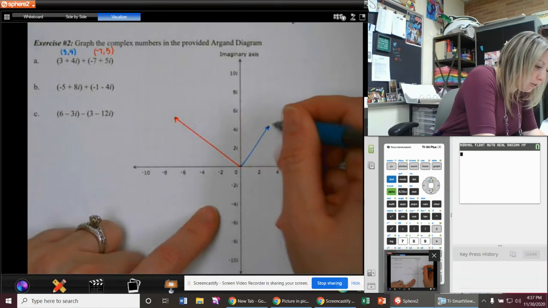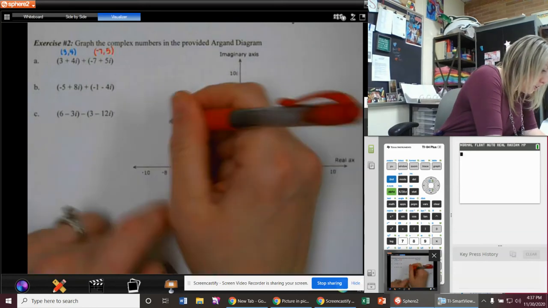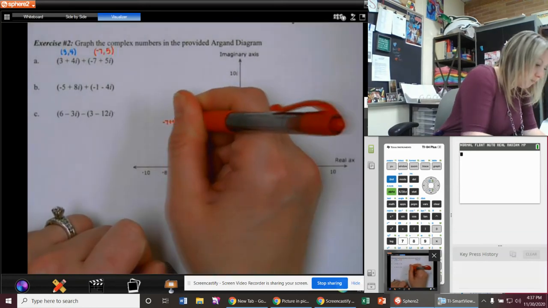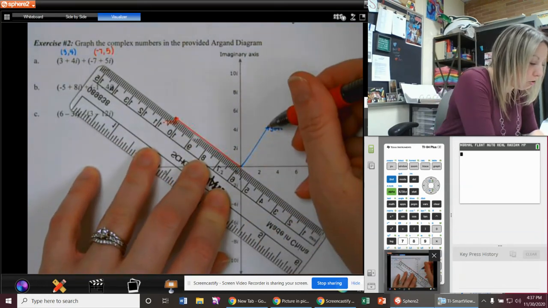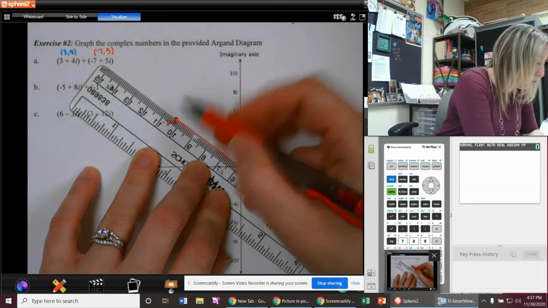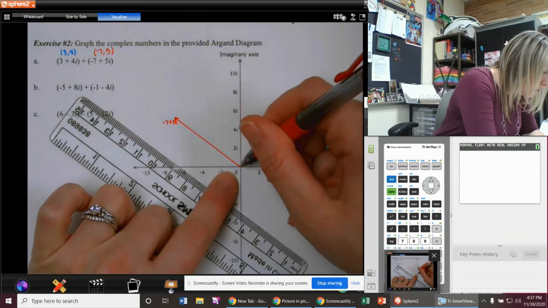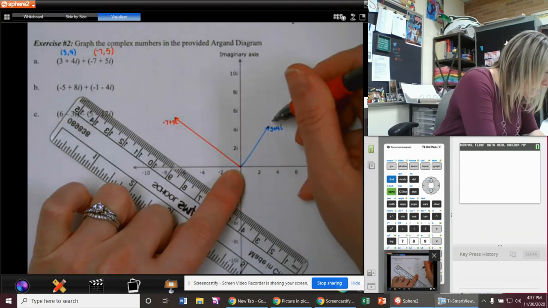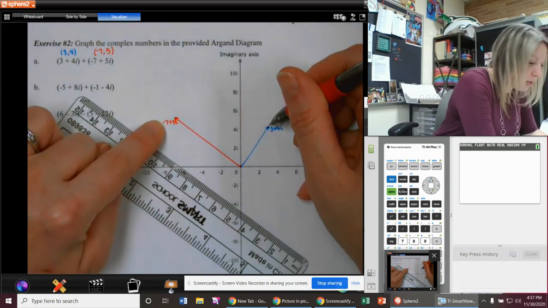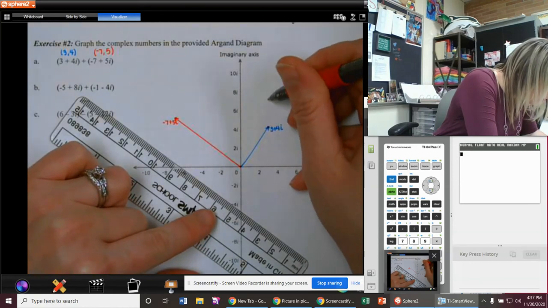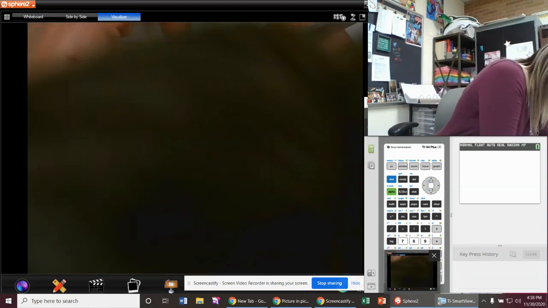My black is going to end up being my resultant. Let me just label first. 3 plus 4i and -7 plus 5i. And what I'm going to do here is take this and now starting from here, I'm going to mesh these two guys up, right? So let's see. I started at 0, 0 here. I'm going to start here, and it was up 5 and left 7. So up 1, 2, 3, 4, 5, left 1, 2, 3, 4, 5, 6, 7.